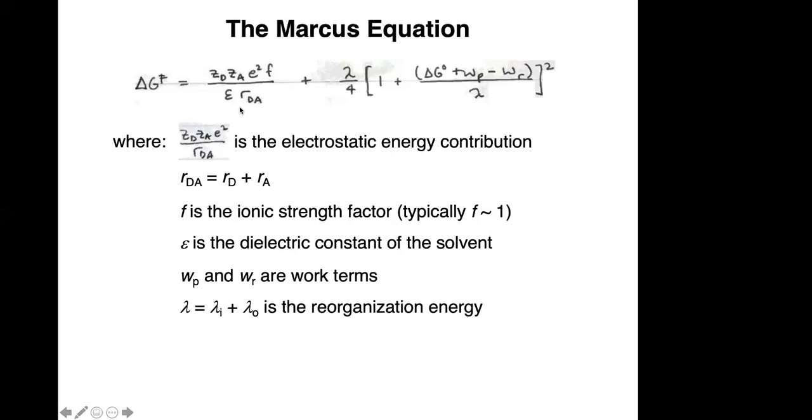This is then going to be modulated by an ionic strength factor. If you have a lot of salt in your solution, you can screen that charge. And it's inversely proportional to the dielectric constant of the solvent. If you have a high dielectric constant, then that solvent will be very good at screening the charges of the donor and acceptor, reducing this electrostatic energy contribution to the free energy. For example, water has a dielectric constant of 78, and so with 78 in this denominator, this term gets relatively small.